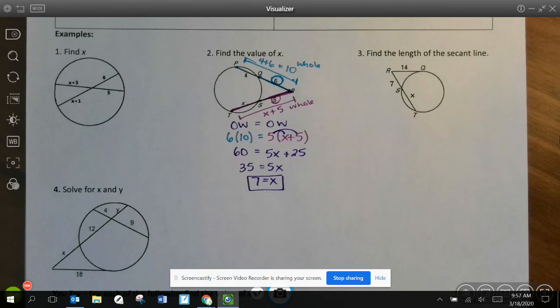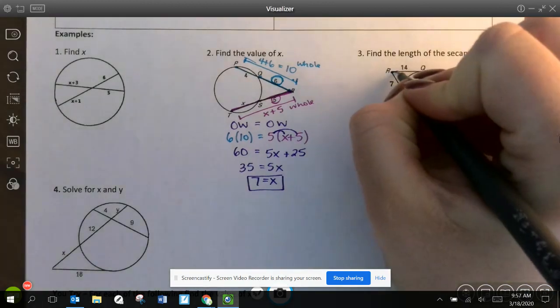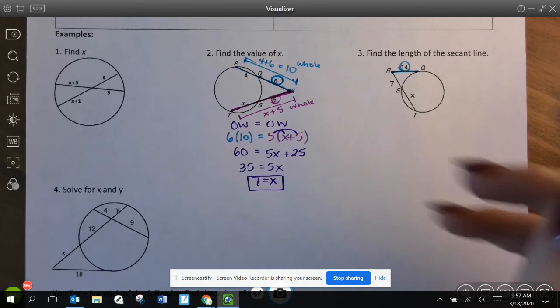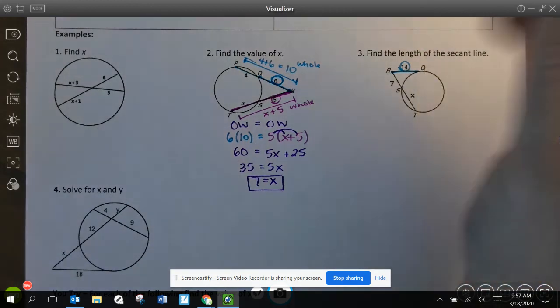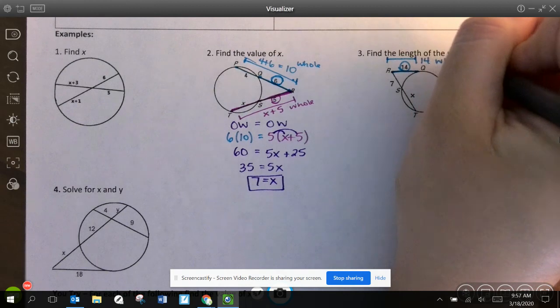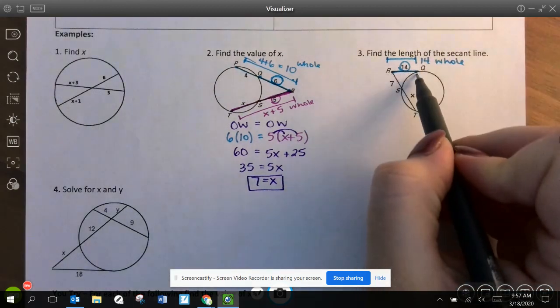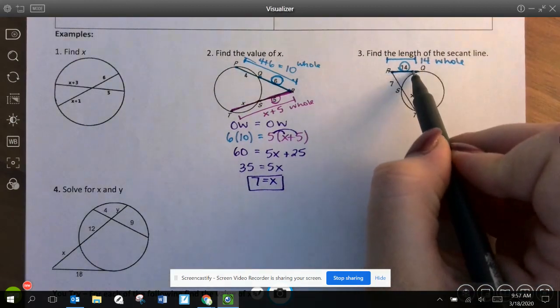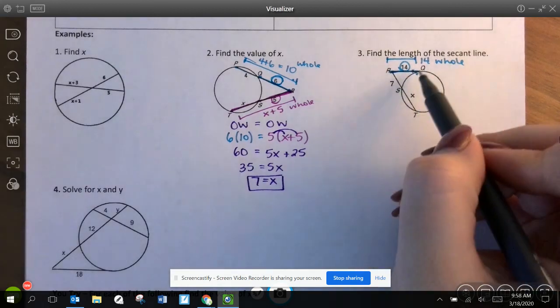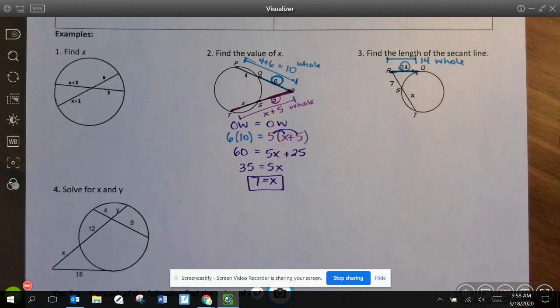Looking at the next question, you'll notice something different. First of all, you'll notice this segment up here is entirely outside. The whole segment is outside. So 14 is the outside, but it's also the whole thing, right? This whole segment is on the outside. So this is the outside part of that segment. It's also the whole segment, okay? So 14 is both of those there.